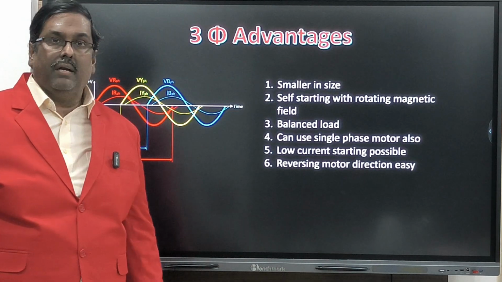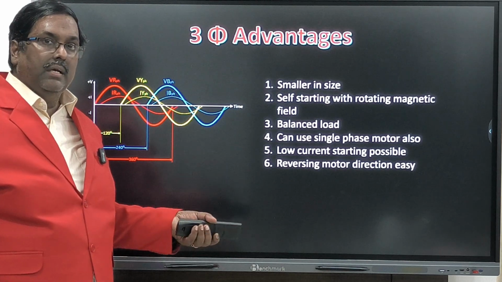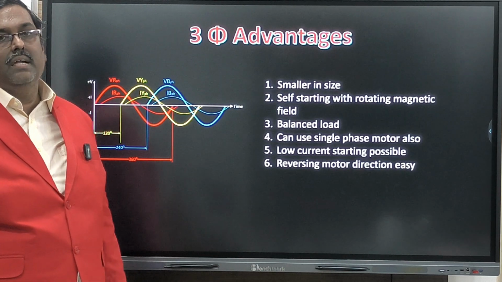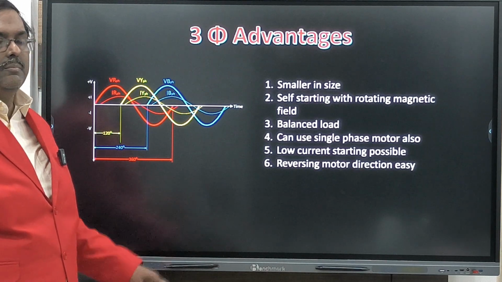Now I think you got a better idea of the three-phase system. It is very important. Next, we will see about the star connection and delta connection. What is the difference and why are we doing it? What is the advantage difference between them?